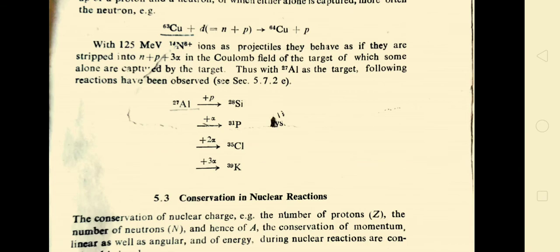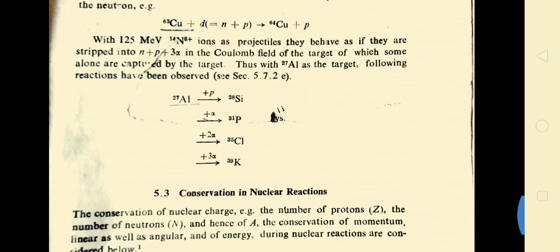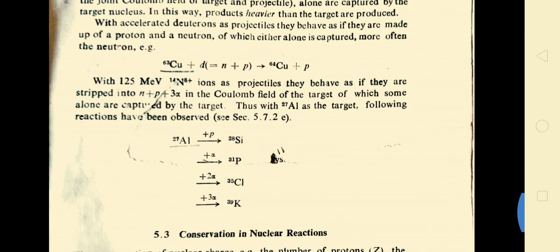Thus, depending upon the type of particles absorbed by the target nucleus, we get different types of products from the same target nucleus. And the ejectiles are different in all cases. That is what happens in stripping reactions. These are the different types of nuclear reactions.